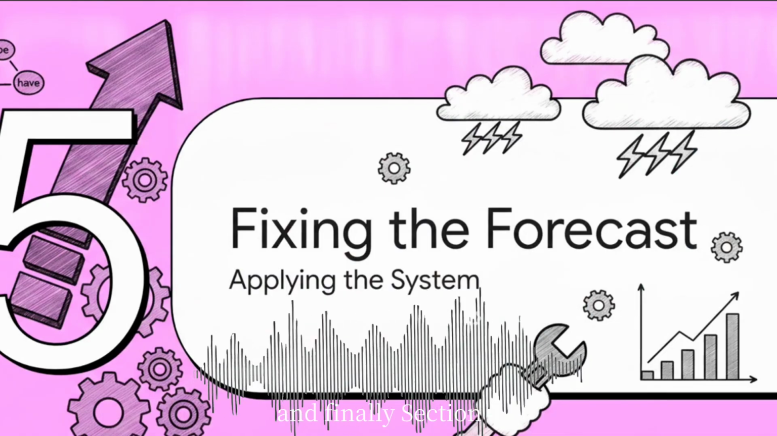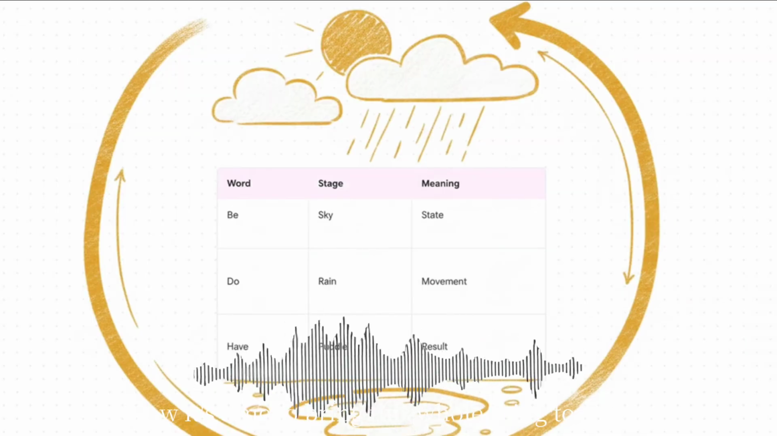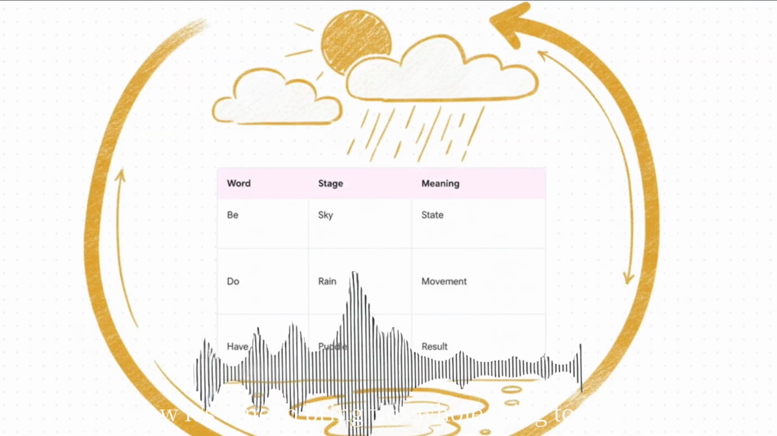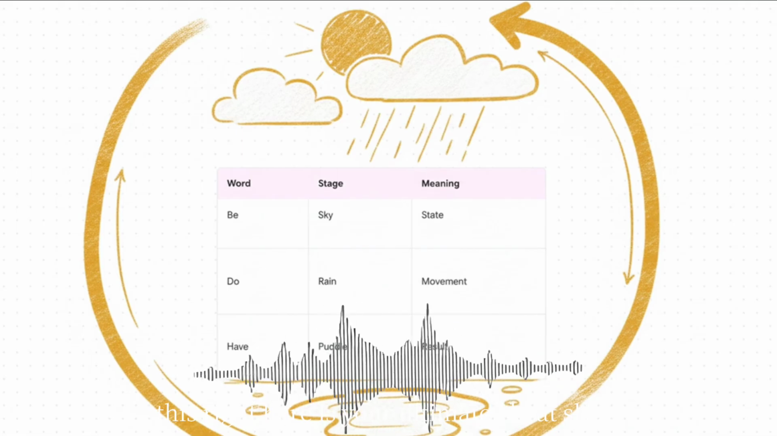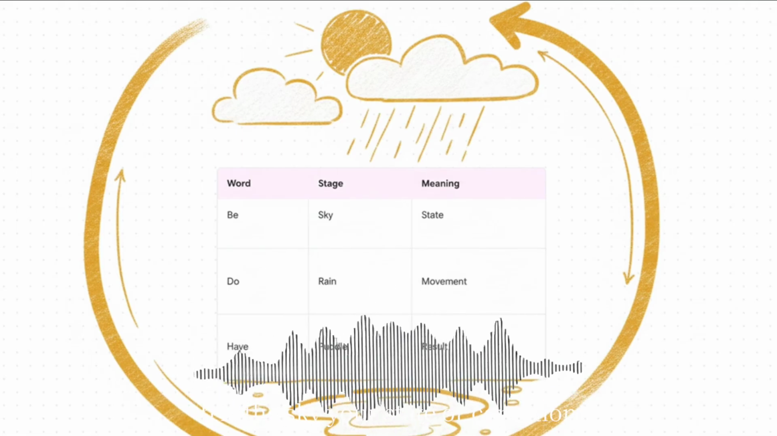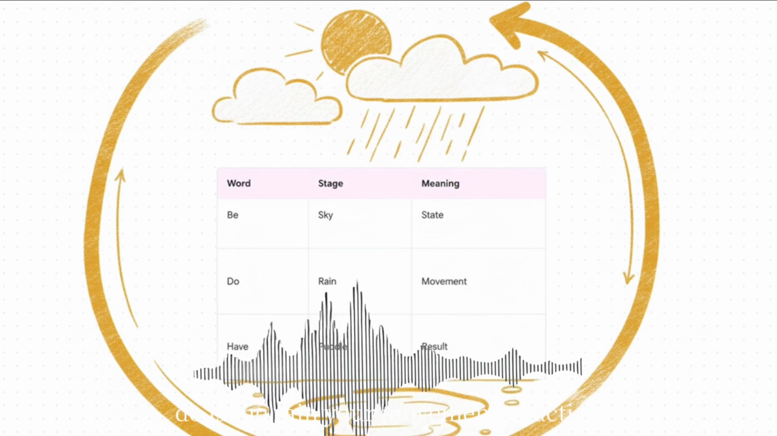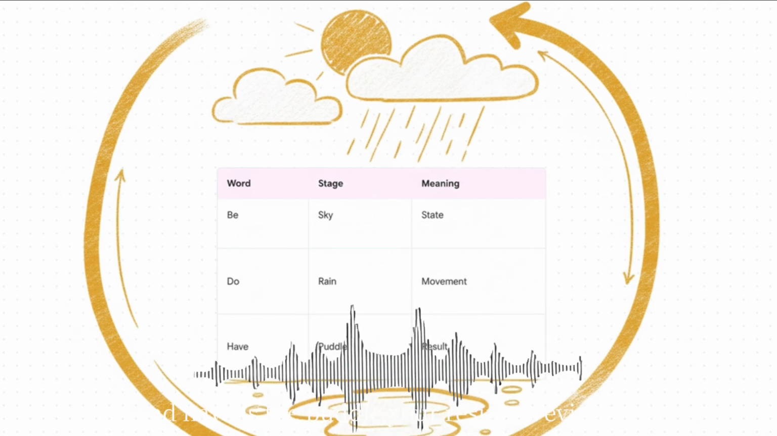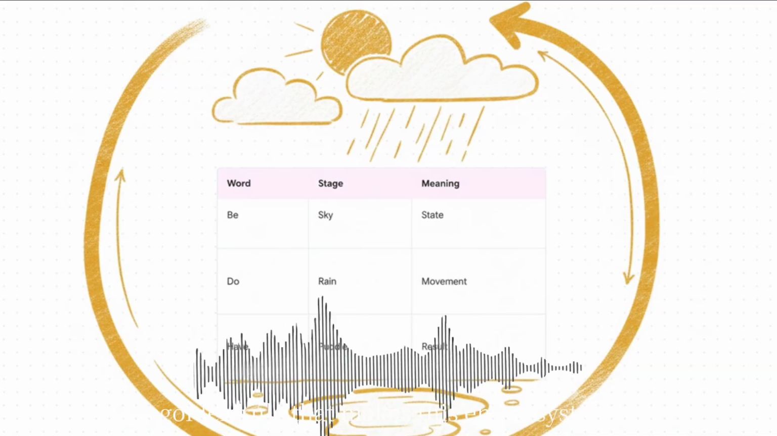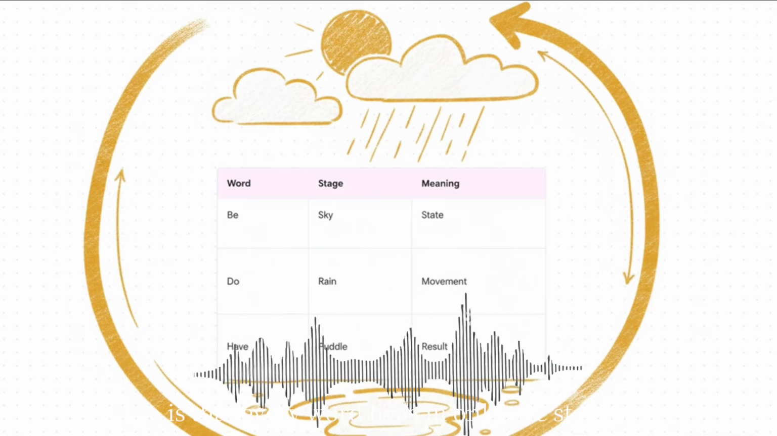And finally, Section 5, fixing the forecast, applying the weather system. Okay, now it's time to bring this whole thing together. This right here is your ultimate cheat sheet, and I highly recommend taking a mental screenshot of this. Be is the sky, your state or condition. Do is the rain, your movement or action. And have is the puddle, your result or evidence. The golden rule that makes this entire system tick is that every word lives in only one stage.